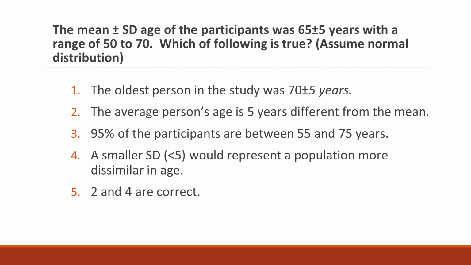Range is the difference between the highest and lowest values in a distribution. Answer 1 falls outside this range, and you don't have any information about percentages to choose answer 3. And if the SD were smaller than 5, this would represent a more similar population. 2 is the correct answer.